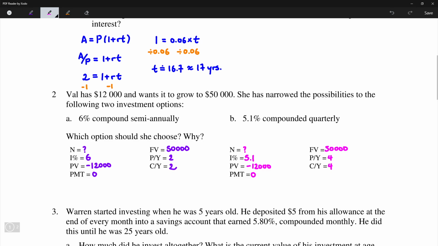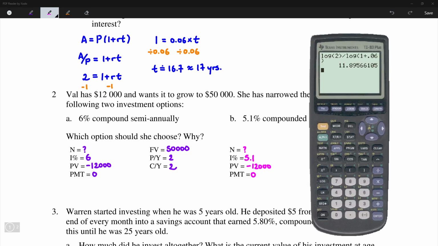So let's go to the graphing calculator again. Once again, we can go to the TVM Solver. Here we go. So 6%, negative $12,000, future value of $50,000, and then both of these will be 2's. Okay, so we have 48.2805.